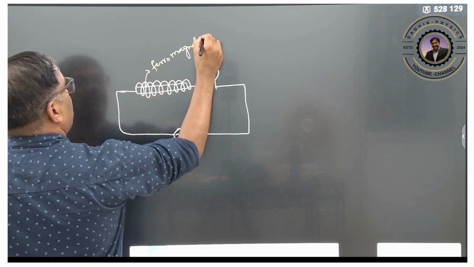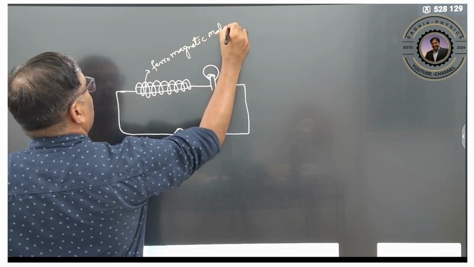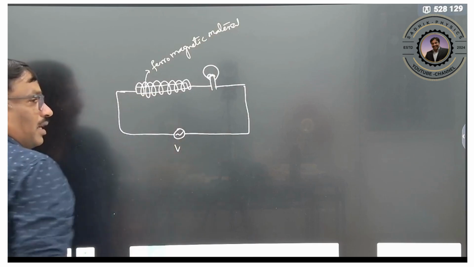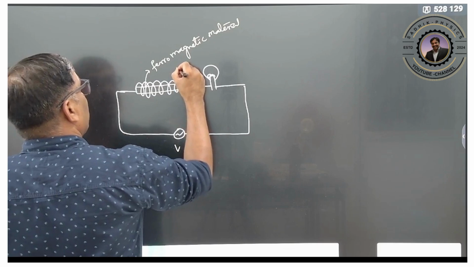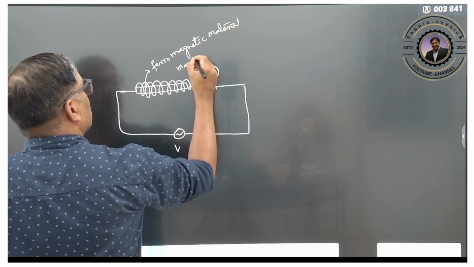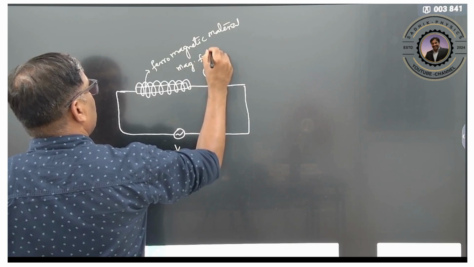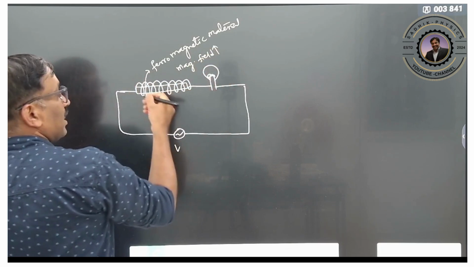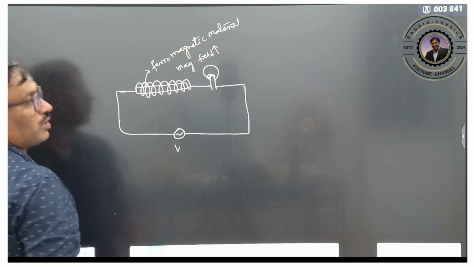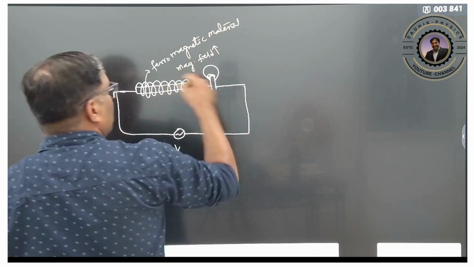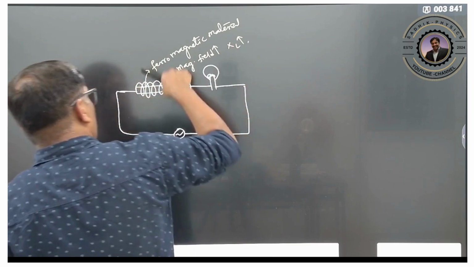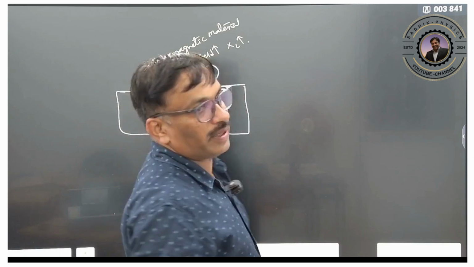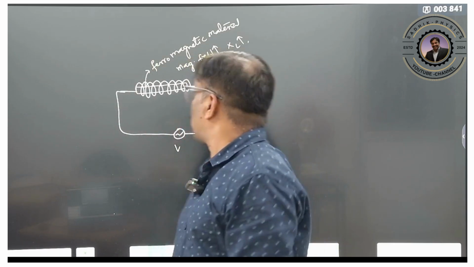When ferromagnetic material is inserted, what will happen now? The magnetic field across this increases. So field lines are increasing, therefore more opposition will take place. Field lines are increasing, therefore XL will increase, because more number of field lines are there, more opposition will be there, like Faraday's law.